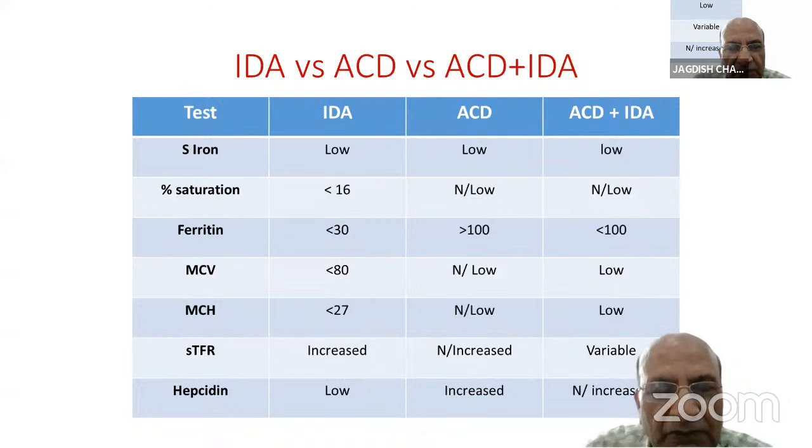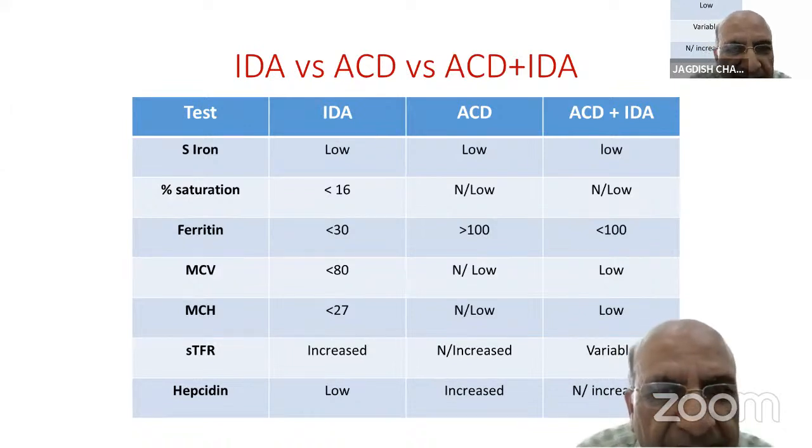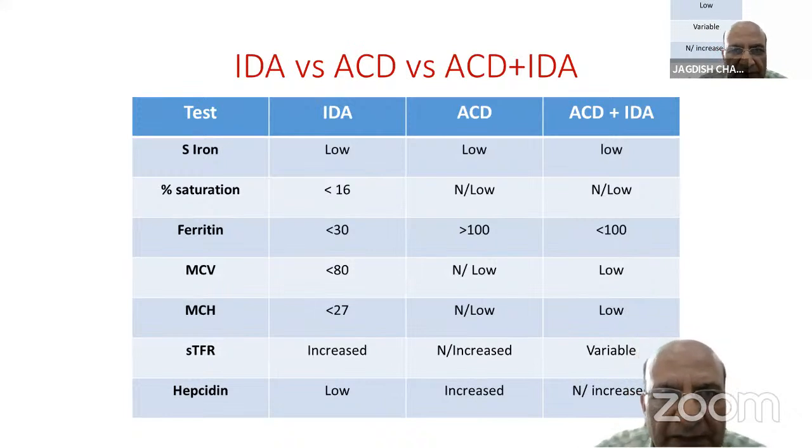So then you need to differentiate iron deficiency from anemia of chronic disease. And here, maybe a chronic disease and iron deficiency is associated. But you can see the column 2 and 3, they differentiate between iron deficiency anemia as well as anemia of chronic disease.